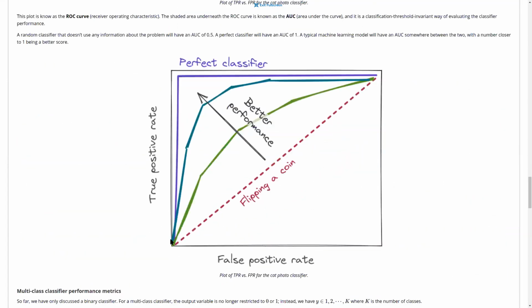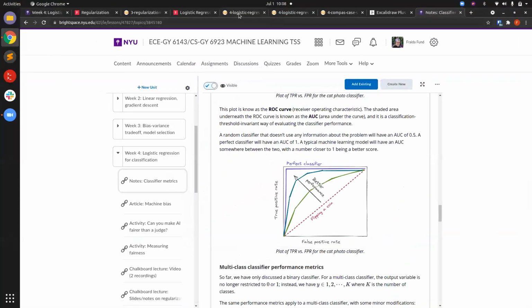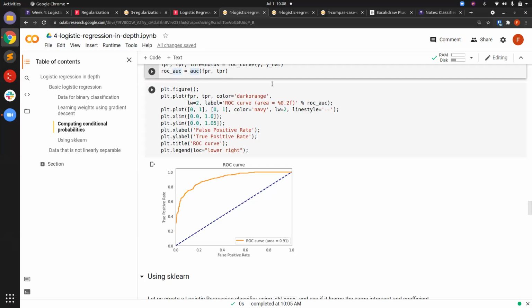And a perfect classifier will basically look like this. A perfect classifier is one for which there is no error at all. So even for any non-zero threshold, any threshold really, we can get a perfect true positive rate and zero false positive rate. You can play around with this demo, try adjusting the noise levels and see how that changes the ROC curve and also the area under the curve.